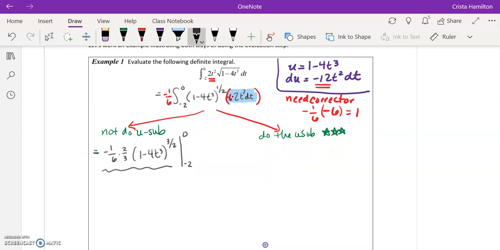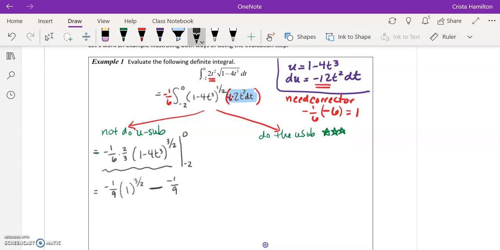And so then I would continue, and we know that what we're going to do is we would plug in the 0 first, and I will simplify as I go. This would be negative -1/9 because of simplifying the fraction. I'm going to plug in 0, and it would become 1 to the 3/2.